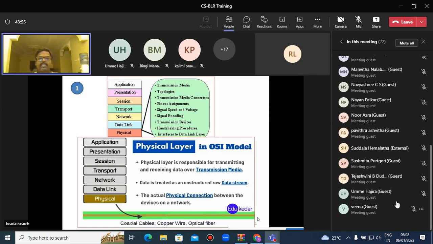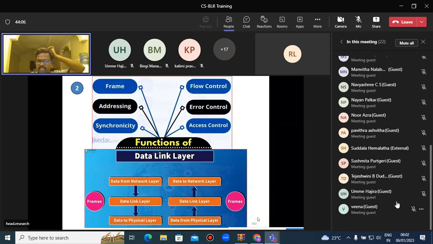Then interfaces to data link layer. So this is called a physical layer. Then second one is data link layer. So data link layer uses a framing concept. Frame is a collection of bits. Bits is nothing but zeros and ones.